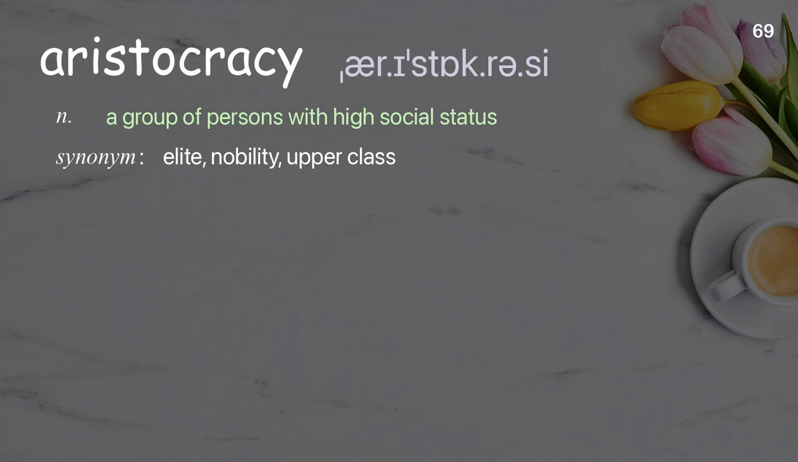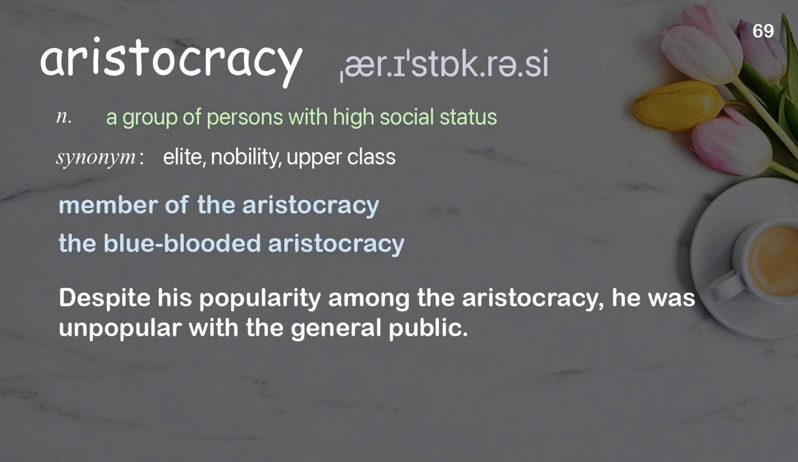Aristocracy. A group of persons with high social status. Examples: member of the aristocracy, the blue-blooded aristocracy. Despite his popularity among the aristocracy, he was unpopular with the general public.